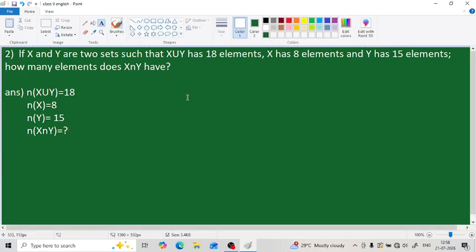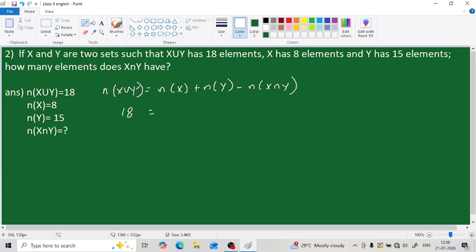Okay, now we are going to solve it. So to solve, what do we have to do? We have to write the equation first. So we know the equation. Either you can write with a and b, or you can write with x and y directly. Okay, so n of x union y equal to n of x plus n of y minus n of x intersection y. Okay, so we are going to substitute the values. So n of x union y equal to 18.